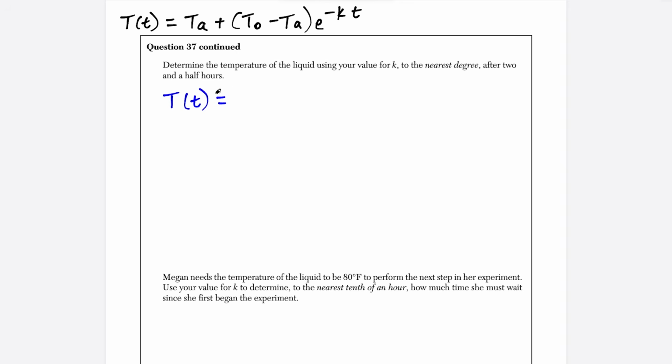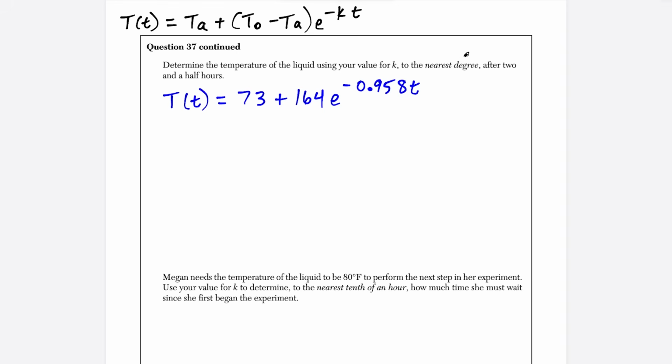So T sub a, we had 73 plus, and when we did T naught minus T sub a, that was 237 minus 73, which was 164. Now this gets multiplied by e to the negative k, and k we had as 0.958 after we rounded. They said to use the value for k that we found in the previous part. Then we're multiplying this by t. So here's the function T of t.